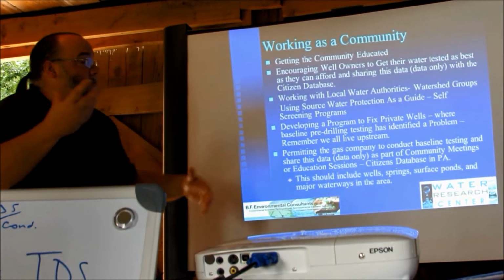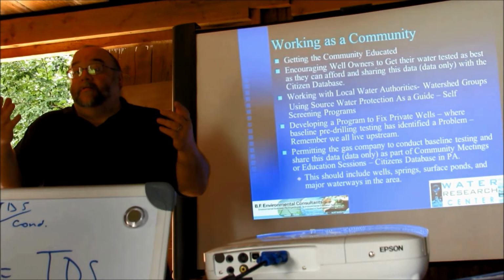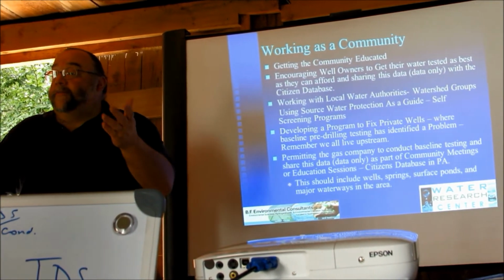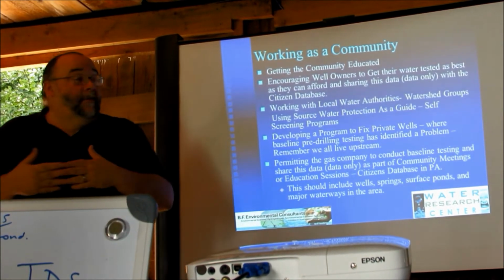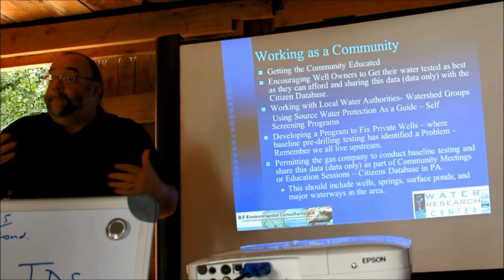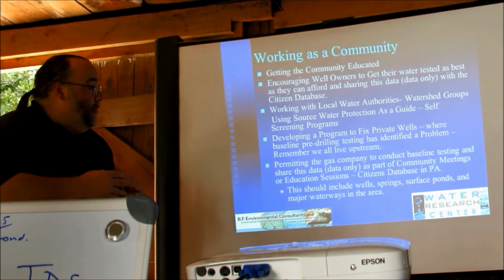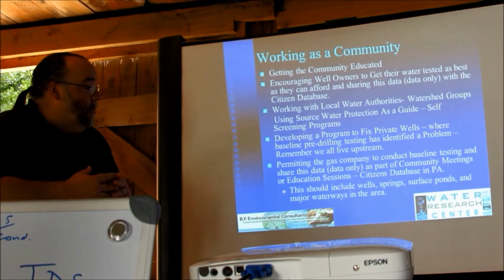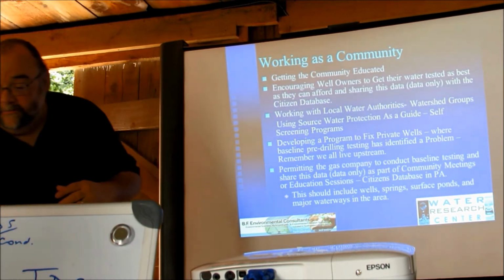Again, in places where we have local water authorities, work with them, because they have a vested interest. They're typically downgradient of private wells, so whatever gets in the private well works its way down to them. There are things like source water protection plans, where you can work with water authorities to develop those types of programs. Again, fixing private wells. Again, we're encouraging baseline testing and definitely getting our surface waters tested.